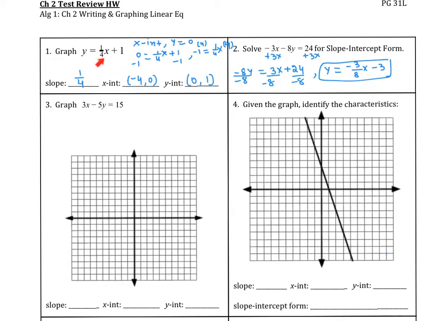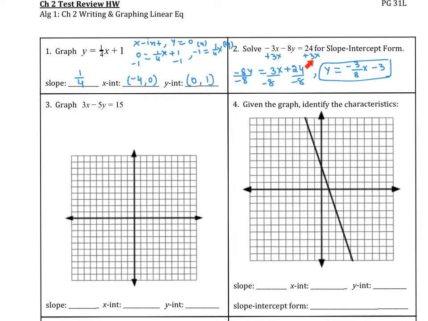Slope for this one is going to be 1 over 4. The x-intercept you can find with algebra by setting y equals 0, subtracting 1, and multiplying both sides by 4. So the x-intercept is going to be negative 1 times 4, that is negative 4. The y-intercept is 1.